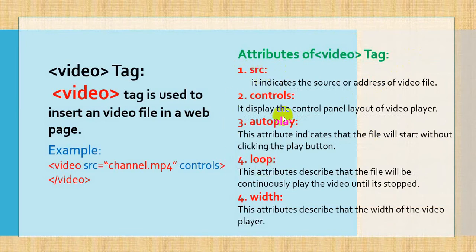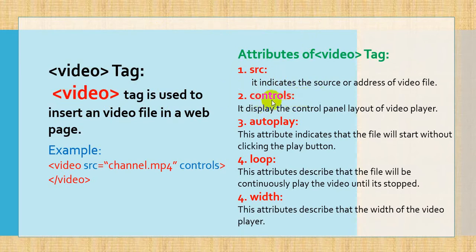The first four attributes are repeated. That is src, which we have seen in the audio tag also. In that src we have to write the location or path of the particular video file which you want to insert. Then we have seen controls. Controls is an attribute of the video tag, as well as the audio tag. These are boolean attributes, which means there is no need to pass any value.